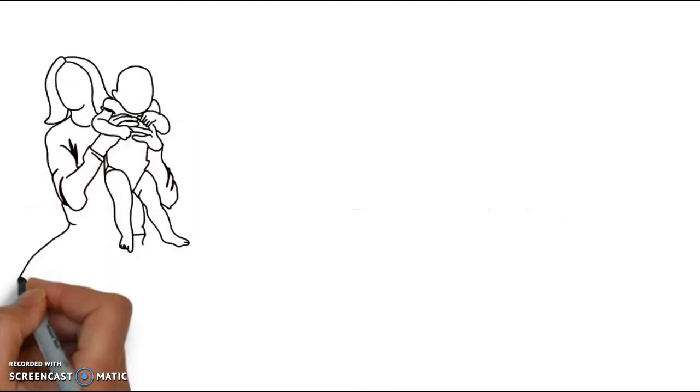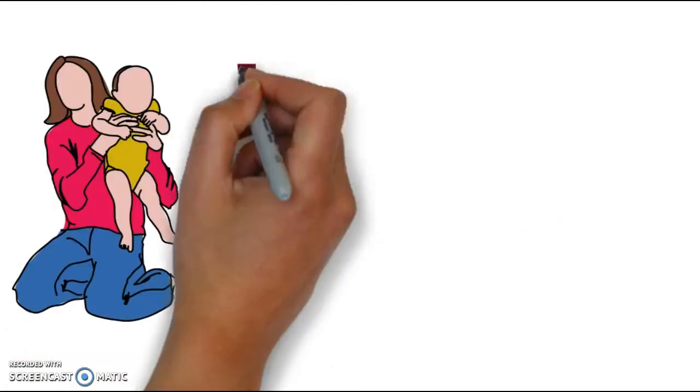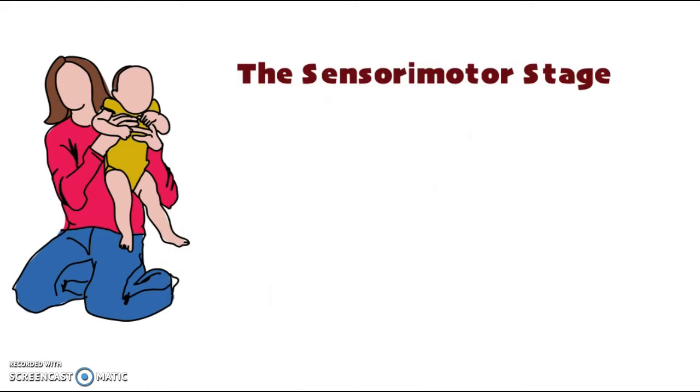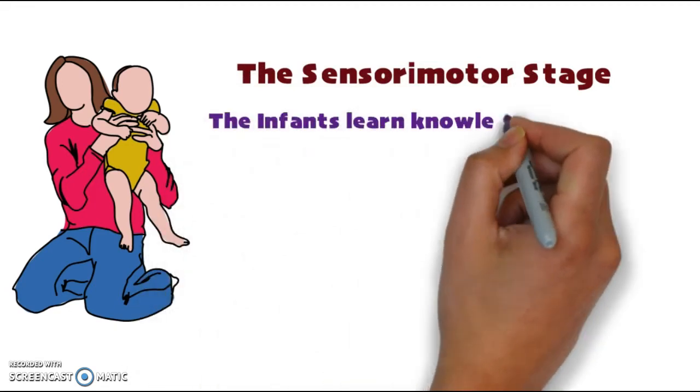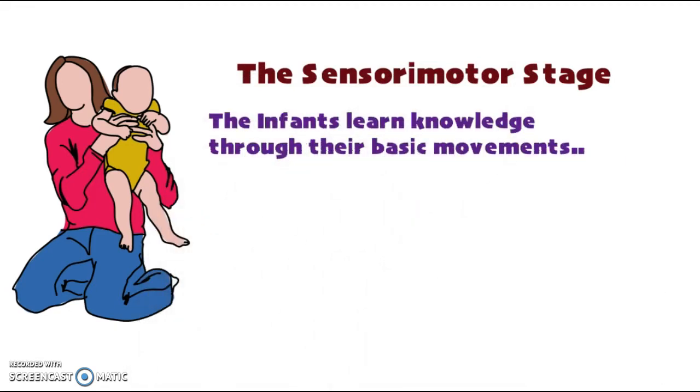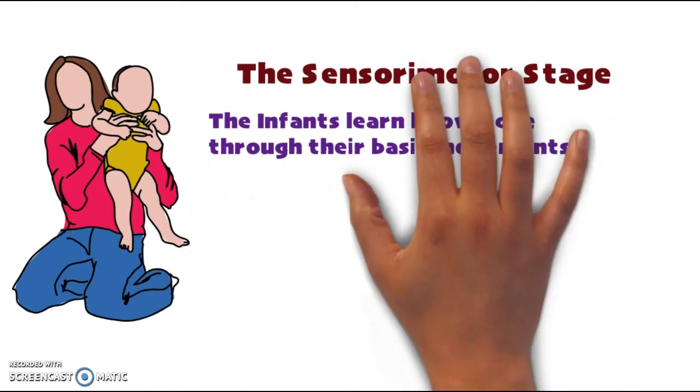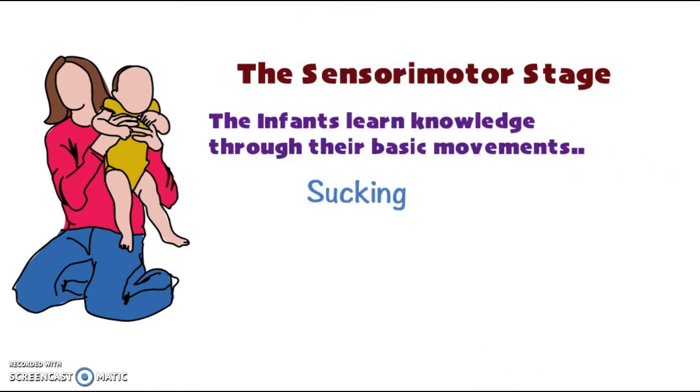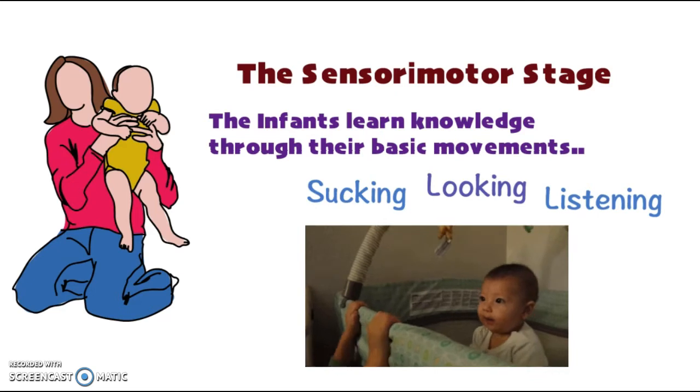Let's start with the sensorimotor stage, which is the first stage in the theory. Children who are in this stage learn about the world by their sensory experience such as sucking, looking, listening, and touching. For example, when you play peekaboo with babies, their reactions will be very excited.